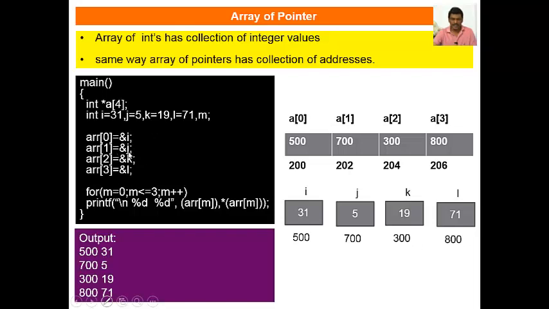But after assigning those variable addresses into the pointer array, 200, 202, 204, 206 are continuous addresses. If we take 200, then we can easily move to the next location, then next, then next. So if we store different location addresses into a pointer array, we can have continuous accessing.